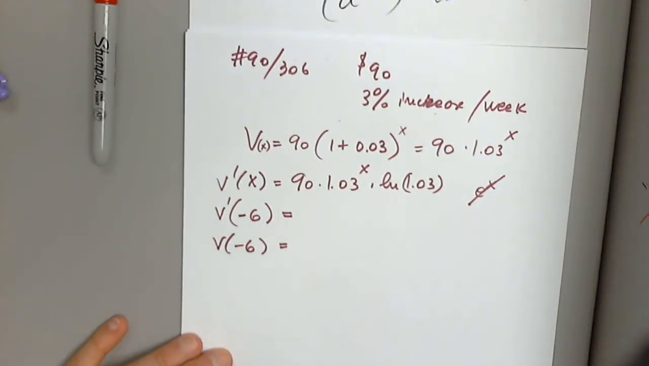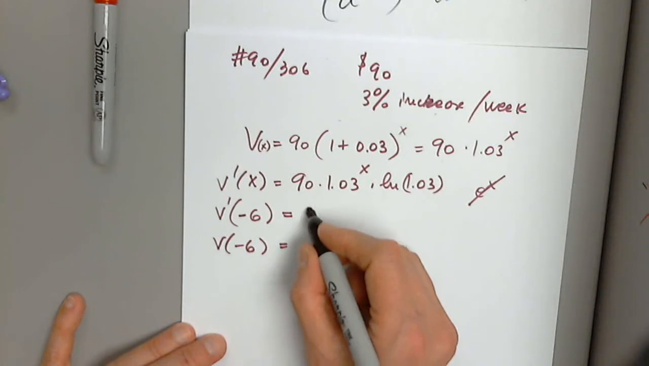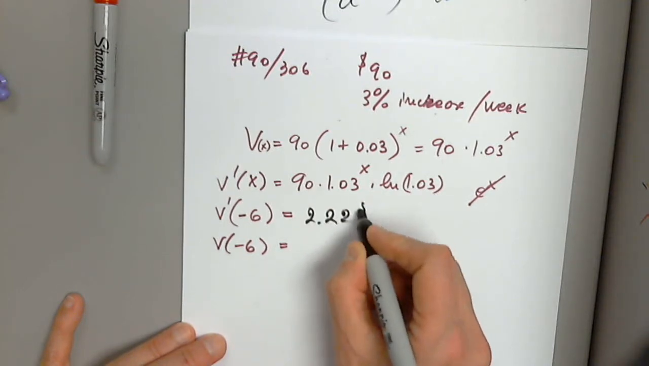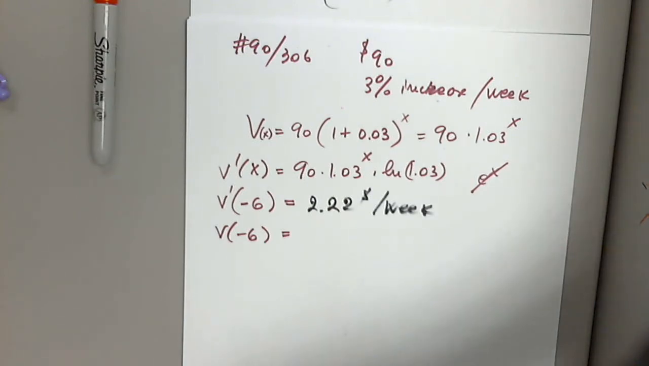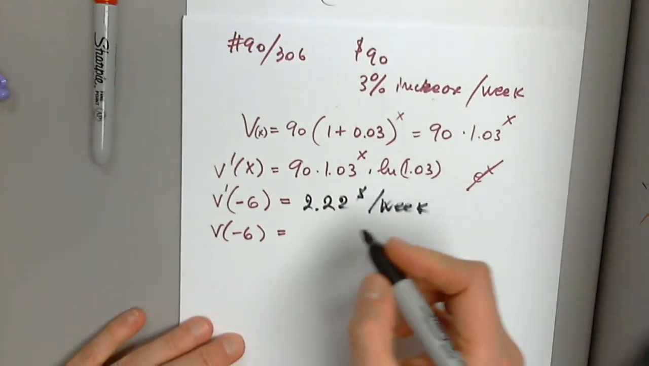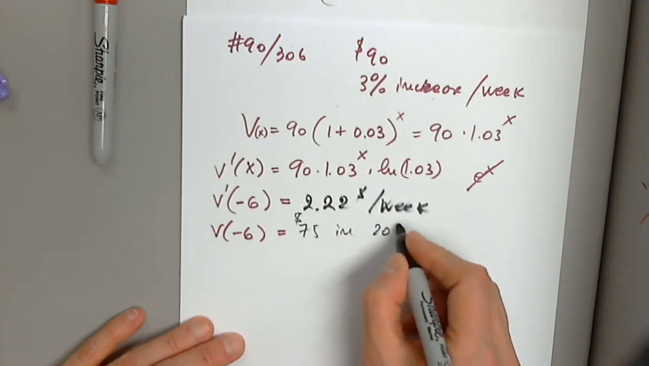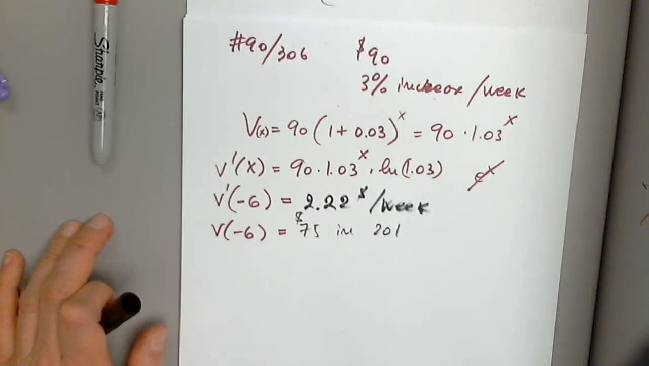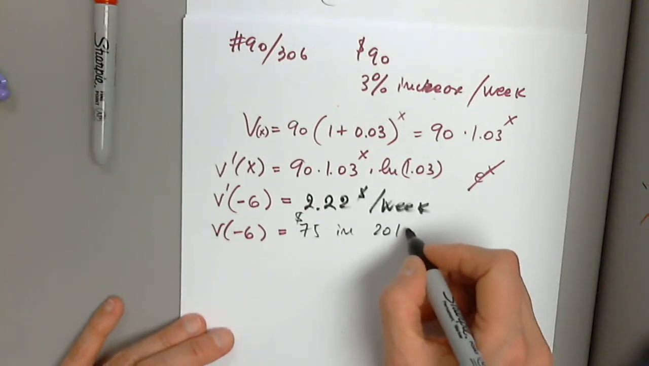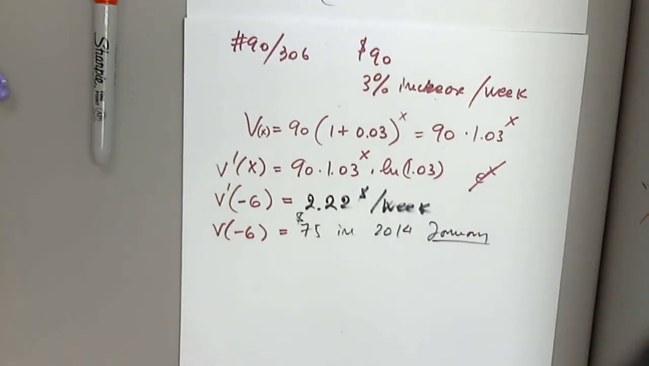So V prime of -6 is $2.22 per week. The second one was $75 in June of 2014. So in January, 2014, 6 months prior to that.